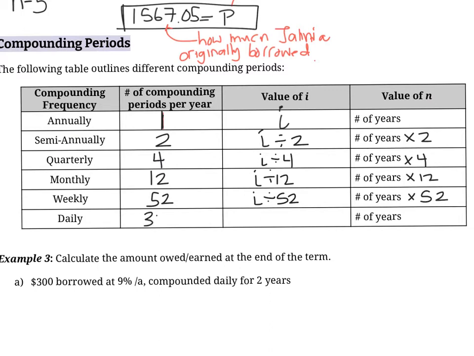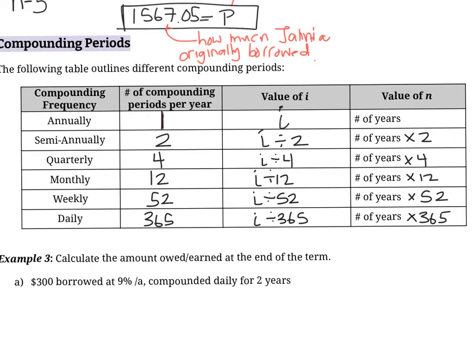And then daily, there's approximately 365 days in a year. That changes on leap years. So 3 out of 4 years, there's 365 days in a year. Our interest rate is going to get divided by 365, and the number of years is going to get multiplied by 365 typically.